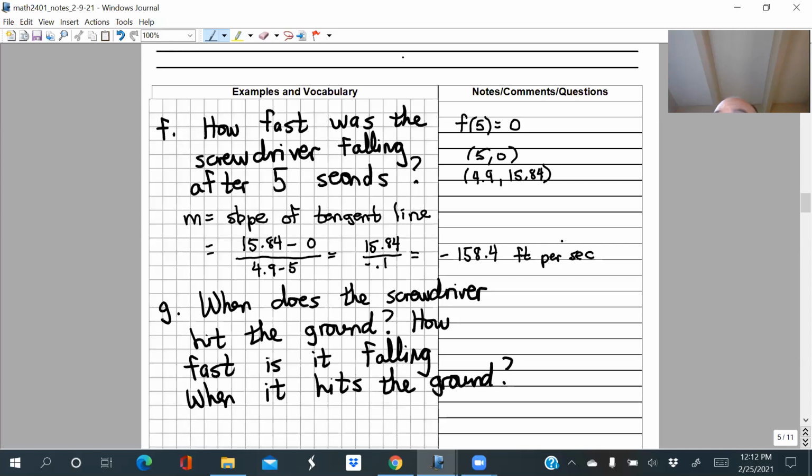So you don't want to be standing underneath that screwdriver when it hits the ground, because it's going to hit you with pretty tremendous velocity there, right? 158.4 feet per second. That's not slow, okay? All right, now, that rate of change that we just calculated, after exactly 5 seconds, as I mentioned last time, we're going to call that the instantaneous rate of change, all right?